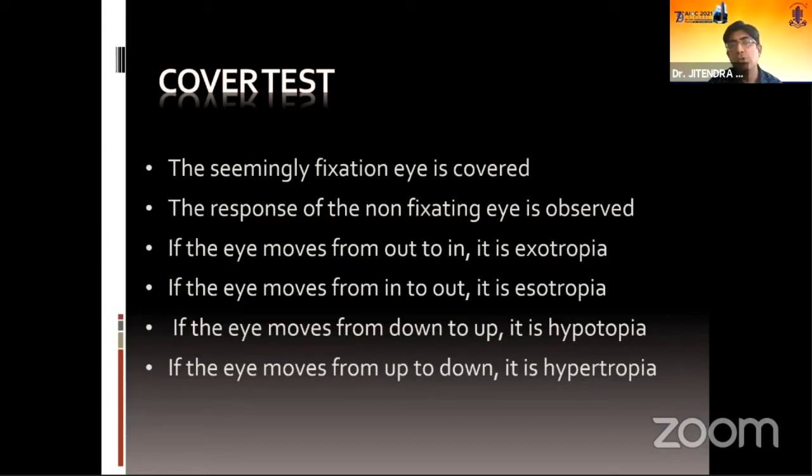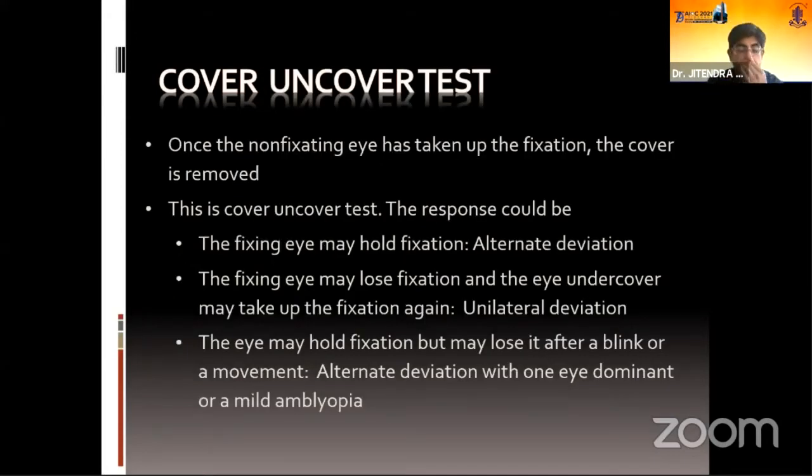If it comes from out to in, it is exotropia. If it comes from in to out, which means that if the eye is nasally placed and it moves temporally, then it is esotropia. If it moves from down to up, it is hypotropia, and if it moves from up to down, it is hypertropia. Basic terms. The next step obviously is to uncover the eye.